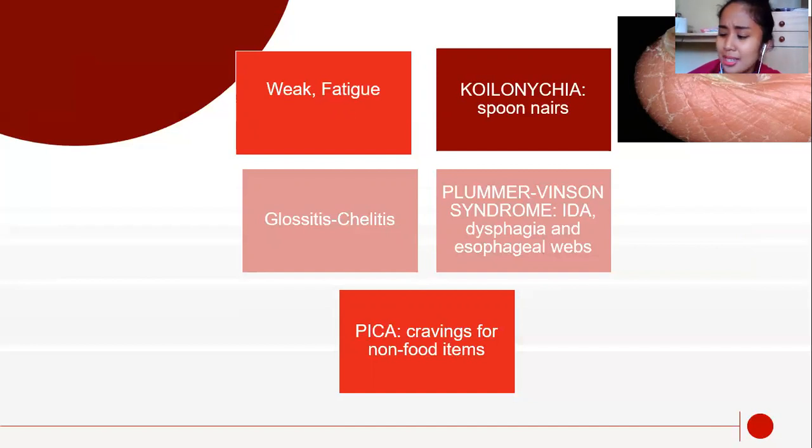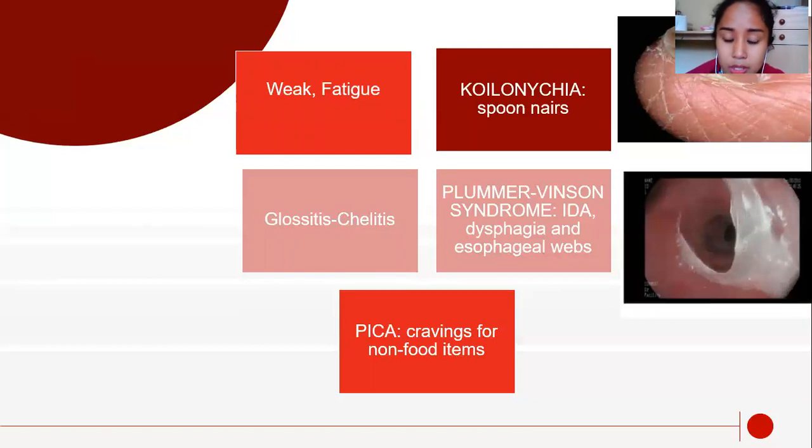So, look at your nails class. Baka naglalang kayo ng iron deficiency. So, koilonychia, spoon nails. Next class is Plummer-Vinson syndrome. Wala yan sa notes nyo. Gusto ko lang idagdag. Kasi class, Plummer-Vinson syndrome, when we say syndrome, it's a group of symptoms. Ang laman ng Plummer-Vinson syndrome, may iron deficiency anemia, dysphagia, difficulty of swallowing, and esophageal webs.